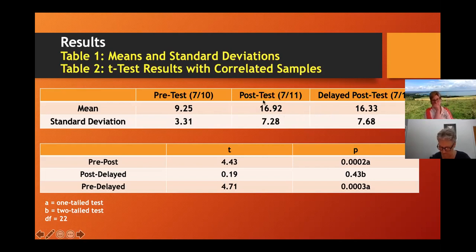And on the post-test, the day later, they gained about 7.5 words from just listening to this story, okay? That's the post-test, 9.25 to 16.92. And then we see that there's a very small drop-off. So on the delayed post-test, it goes from 16.92 to 16.33. And so this is quite encouraging, I think, because this shows that the treatment that was done was helpful for these students. They gained a little more than seven words from hearing this one story. Okay.